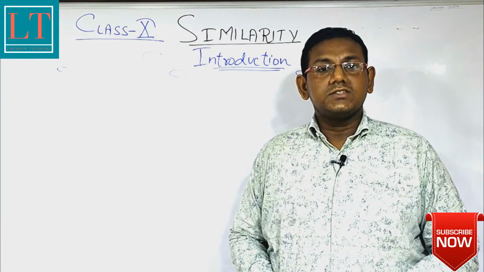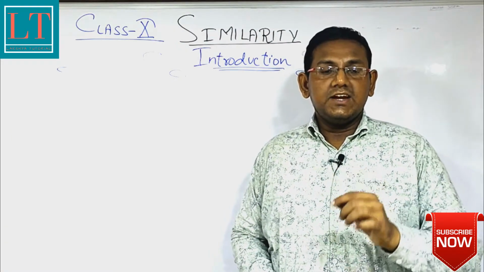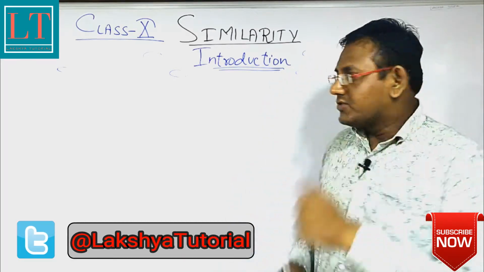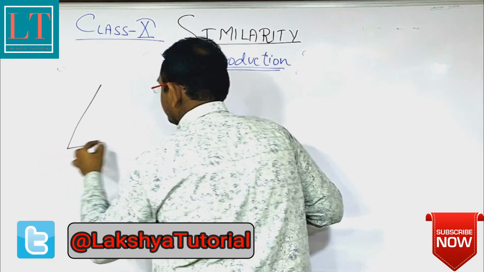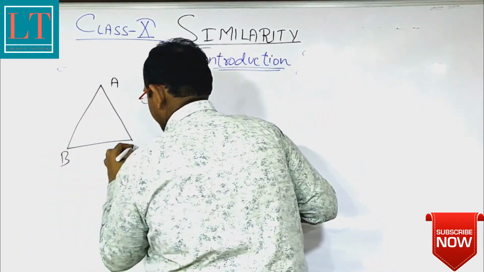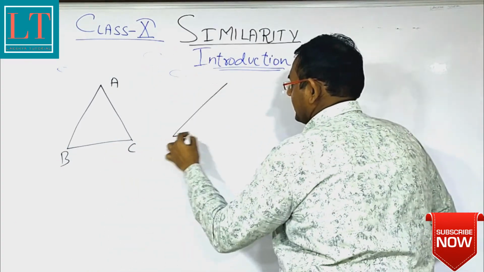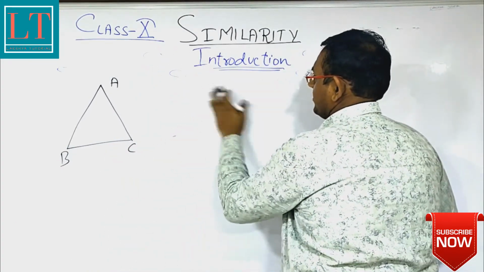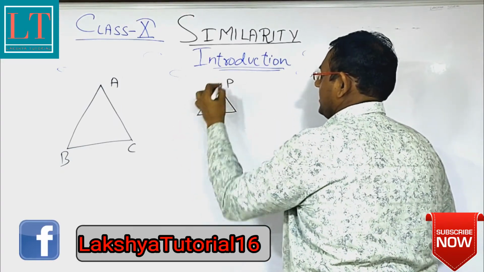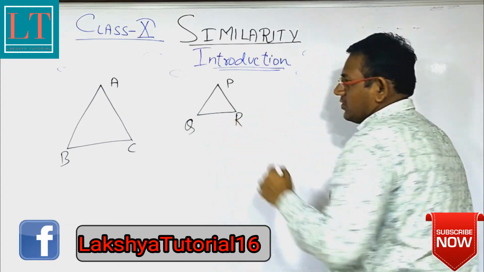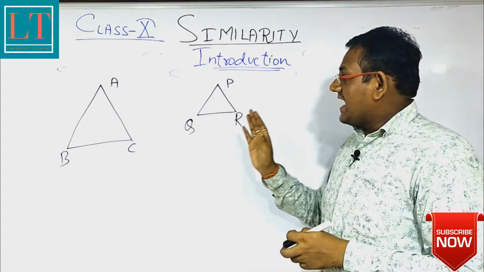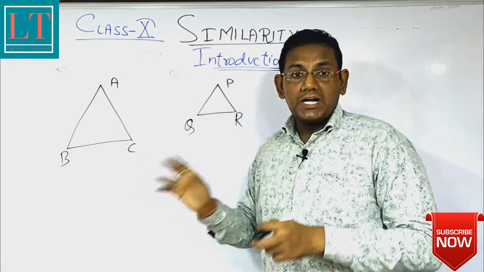Now let us understand what is called similarity. Whenever we are thinking about similarity, we have to consider two triangles. So let us quickly draw these two triangles. Suppose we are considering two triangles. This is triangle ABC, and let us consider another triangle. Let me draw this triangle a little bit smaller. This is triangle PQR.